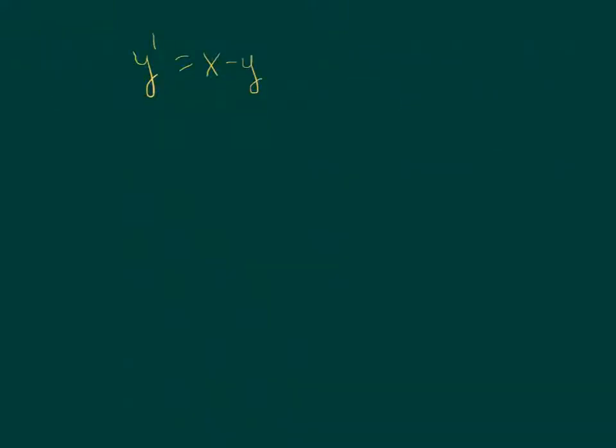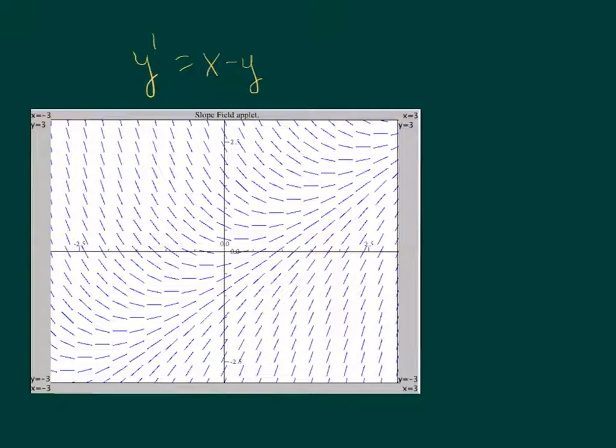Okay, I want to look at this differential equation, one similar to which we saw on a homework a couple nights ago. That y prime is equal to x minus y. Here is what its slope field looks like. And looking at the slope field, you can see a few things. One is that when x and y are the same, the slope appears to be 0.